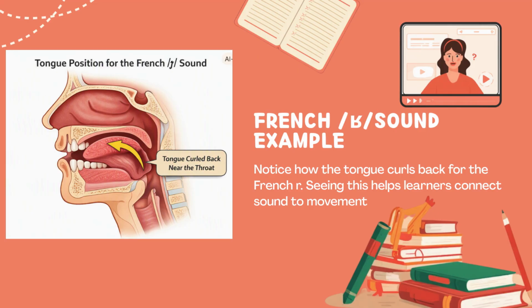So it's important to first of all observe the movements of the tongue. In French, when pronouncing the R sound, it is quite distinct because the tongue curls back, a movement that may not be pronounced in other languages. This visual is important for learners to make a connection between what they see and the sound that they need to produce.